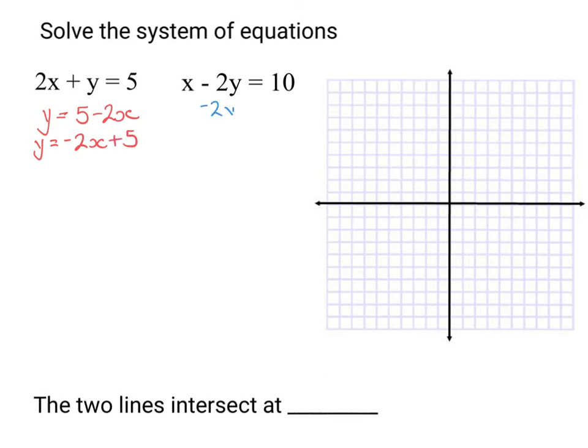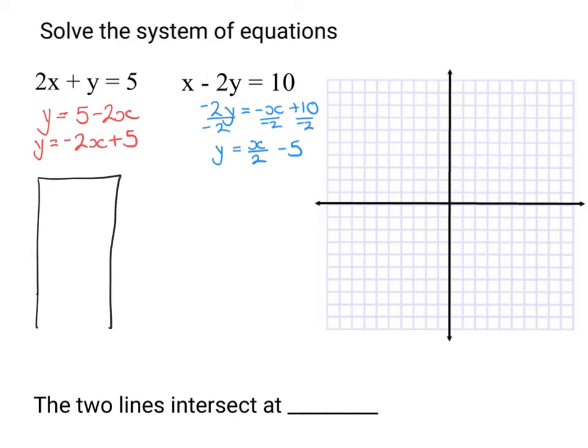Okay, next equation here, I'm going to leave the -2y here. I'm going to move over the x, so it becomes -x, and the +10 remains as it is. Now, I want to get rid of the -2, so I'm going to have to divide everything by -2. Okay, -2y divided by -2 is just y. And -x divided by -2 becomes positive because you have 2 negatives. And 10 divided by -2 is -5. Now, I can actually draw the table of values and start plotting it.